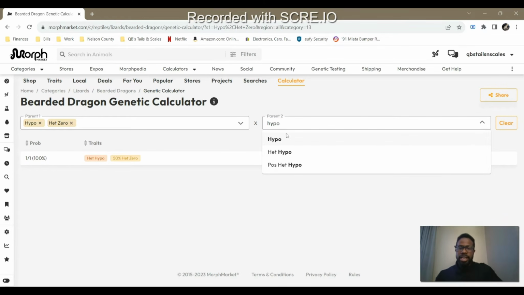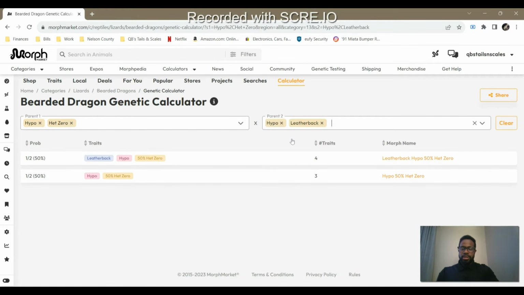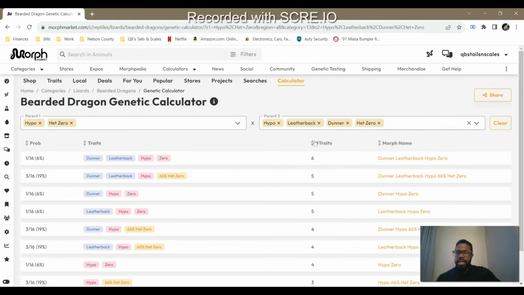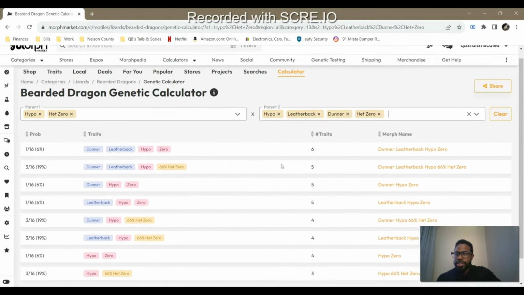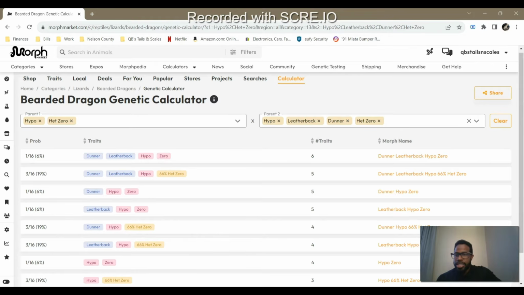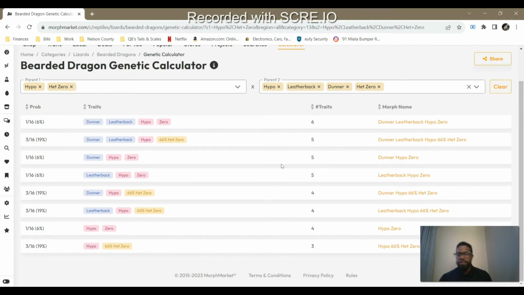So the male was a hypo leather dunner at 0. How many possibilities? What does it say? It used to say how many possibilities you had. You have a few possibilities. What is it? 8? You have 8 possibilities there. And we're going to look at the zeros mainly just to show you what they could be bringing in if you were to hit one.